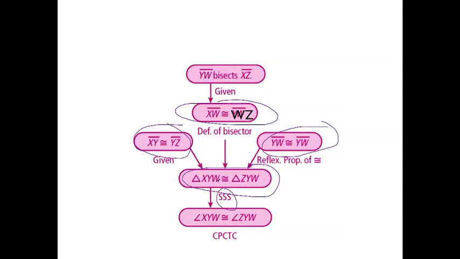Well, if those two triangles are congruent, then their corresponding parts are congruent. So in triangle XYW, angle XYW would be congruent to angle ZYW because they're in the same order of letters. So I can make the statement that those two angles we were asking about are in fact congruent by CPCTC. Again, it's a little different than what you're used to, but I want you to have a little bit of exposure to that type of proof.